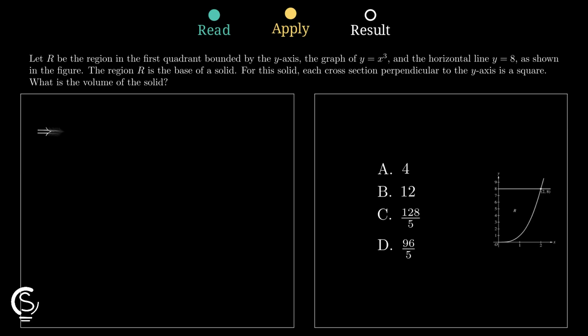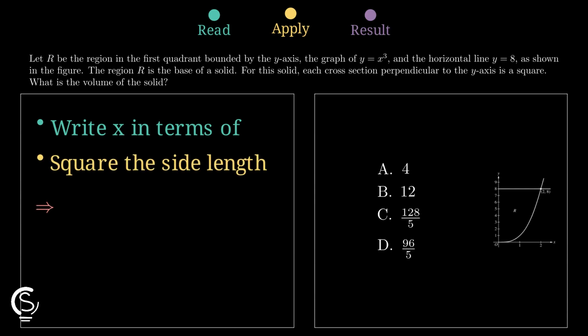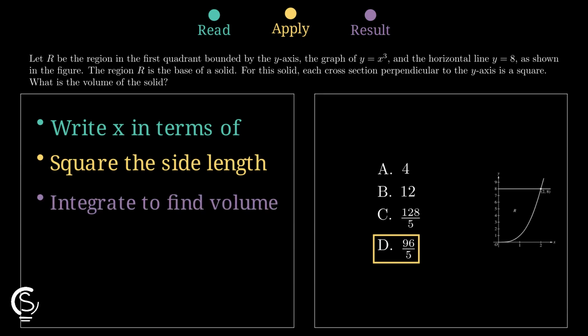Solve that curve for x, so x equals the cube root of y, and that width becomes the square's side length, making each cross-sectional area equal to y raised to 2/3. Now integrate from y equals 0 to 8. The integral of y to the 2/3 dy equals 96/5. So the answer is option D.